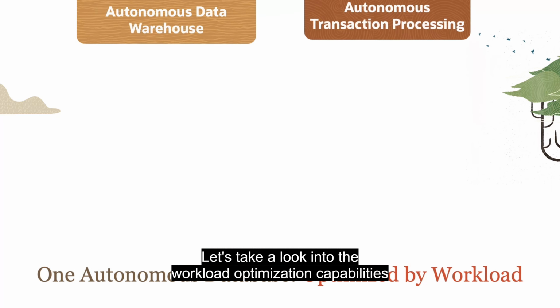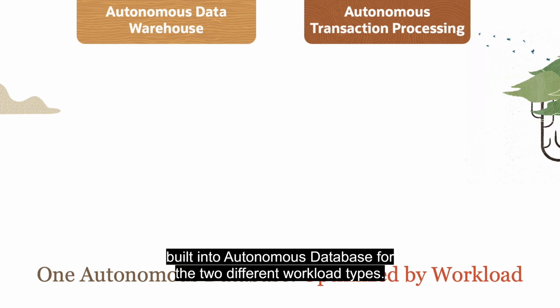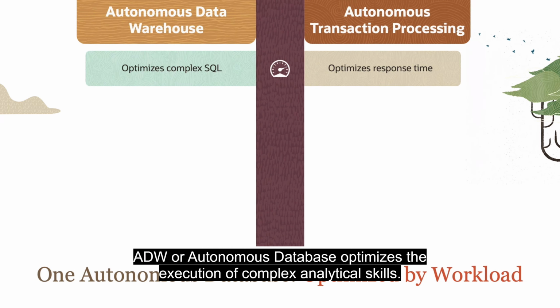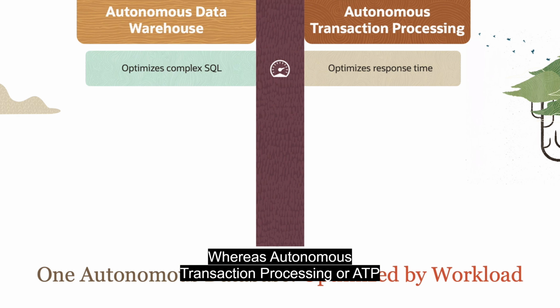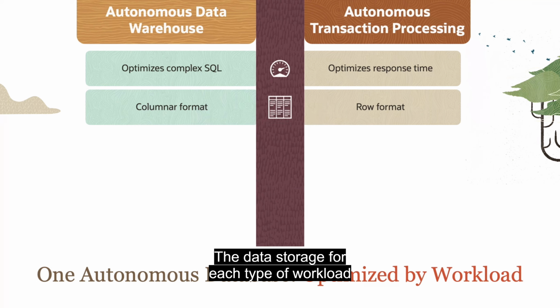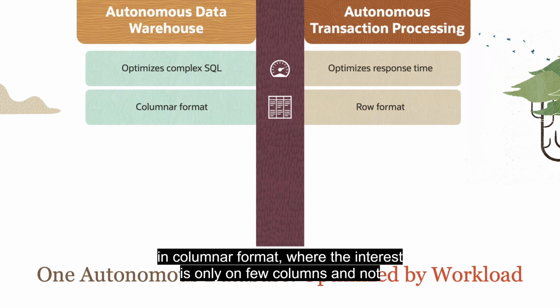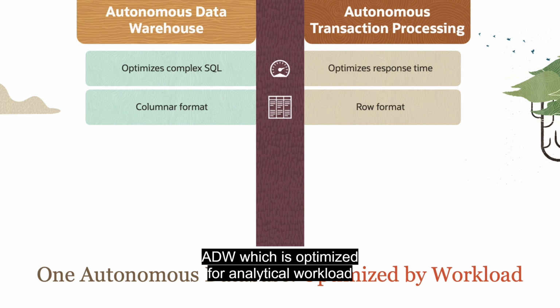Let's take a look into the workload optimization capabilities built into Autonomous Database for the two different workload types. ADW optimizes the execution of complex analytical SQLs, whereas Autonomous Transaction Processing or ATP optimizes the execution of transactional queries to deliver faster response time and higher throughput. The data storage for each type of workload plays a key role in delivering high performance. Analytical workloads benefit by storing data in columnar format, where the interest is only on a few columns and not the entire table. ADW, which is optimized for analytical workload, stores that data in columnar format and compressed.